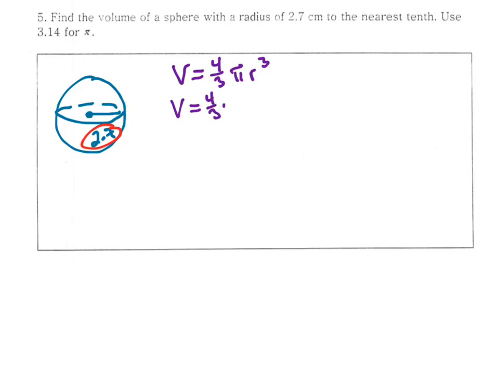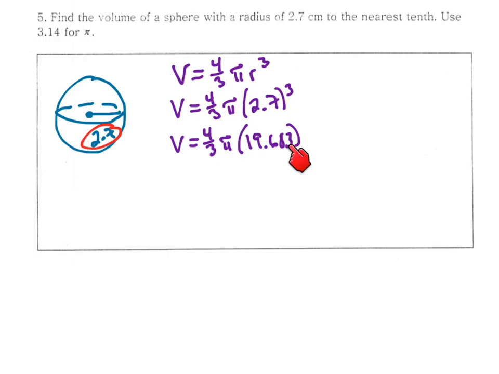Plug in 2.7 for the radius. And sorry, this is the ugliest one that you've got. So you'll just have to figure out what 2.7 times 2.7 times 2.7 is. It's going to give you volume equals 4/3 pi times 19.683. Be careful. Some students will round off too early. Don't round off until the end. So now I'm going to multiply 4 times that number and then divide it by 3.